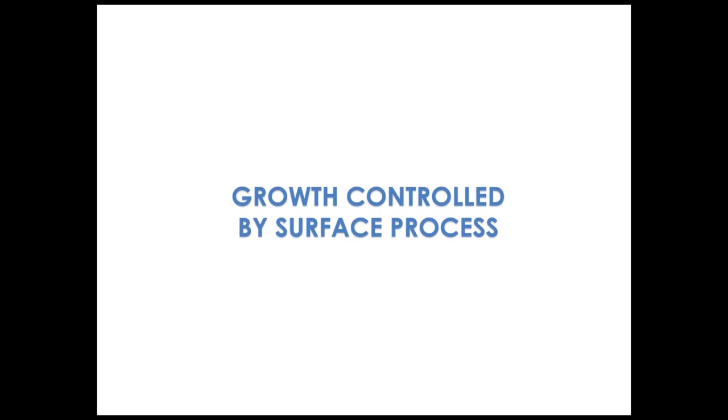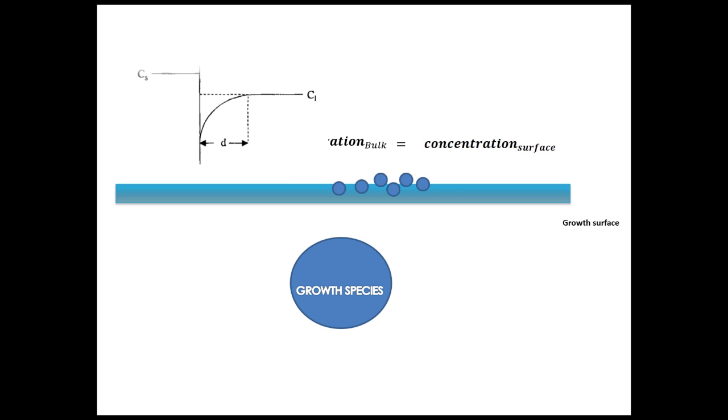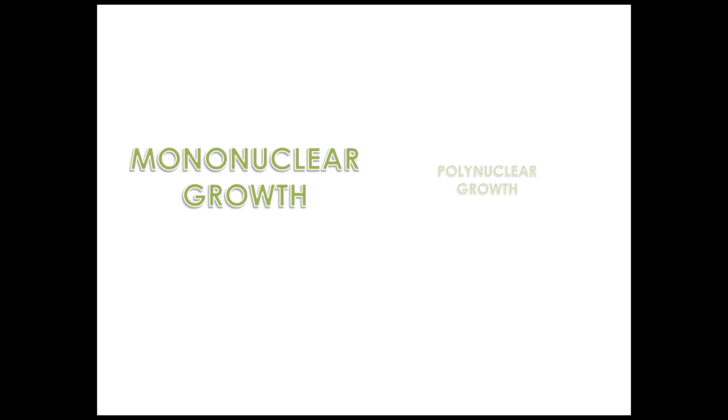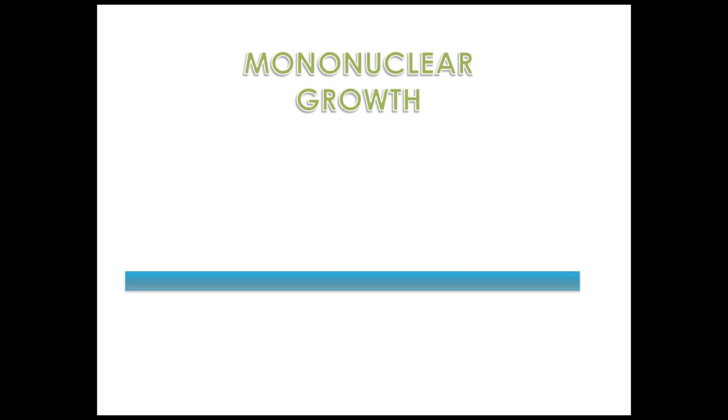Now let's talk about growth controlled by surface process. When the diffusion of growth species from the bulk to the growth surface is sufficiently rapid, that is, the concentration on the surface is the same as that in the bulk, as illustrated by a dashed line also in the figure, the growth rate is controlled by the surface process. There are two mechanisms for the surface processes: mononuclear growth and polynuclear growth.